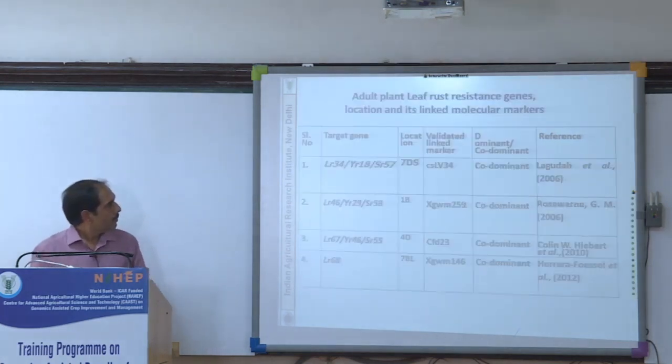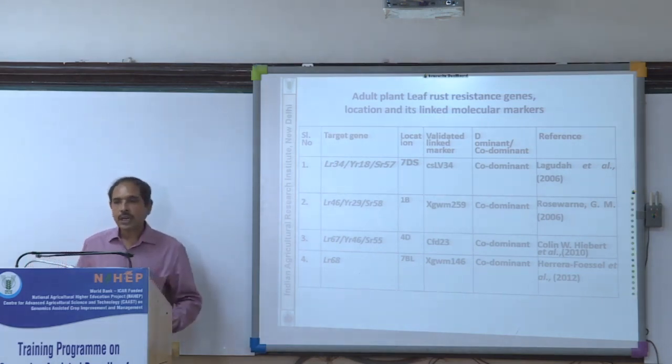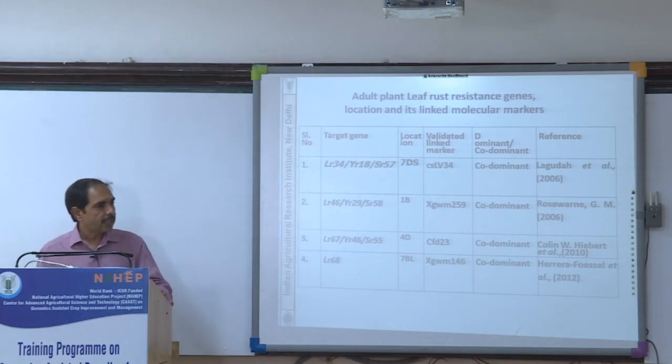So the same is the case here. You see here the adult plant resistance genes, LR34, LR46, LR68, and LR67. These are the 4 genes which we call adult plant resistance genes, APR genes, and none of these genes is effective individually. It may not be able to protect the crop because the level of resistance is not that high that a single gene can protect the crop.